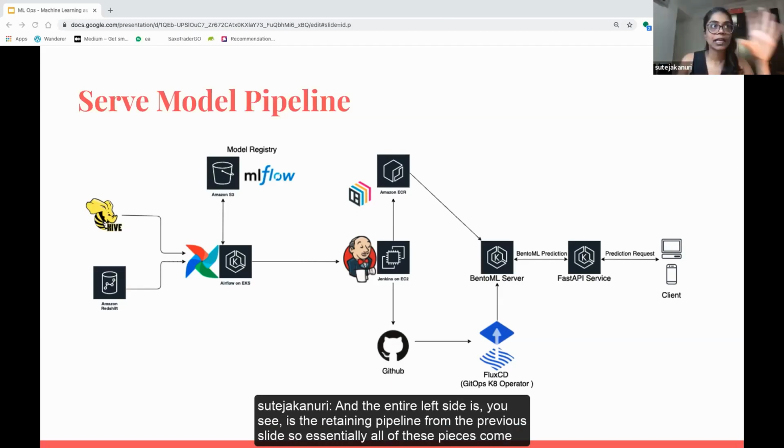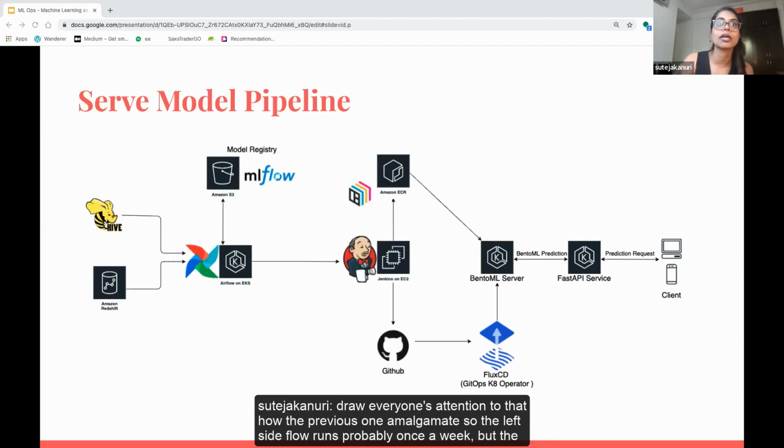And the entire left side you see is the retraining pipeline from the previous slide. Essentially, all of these pieces come together and form different architecture diagrams or different pipelines. This is what I wanted to draw everyone's attention to, how the previous one amalgamates. The left side flow runs probably once a week, but the right side flow happens in a real-time manner each time the client logs into the application.